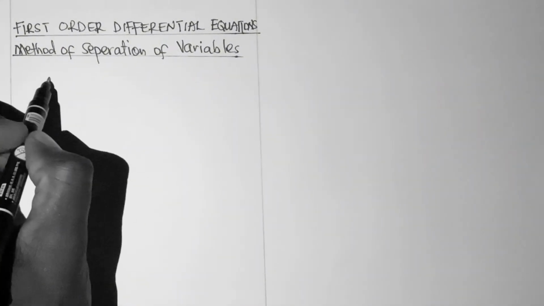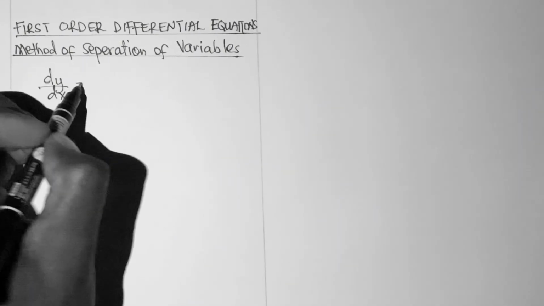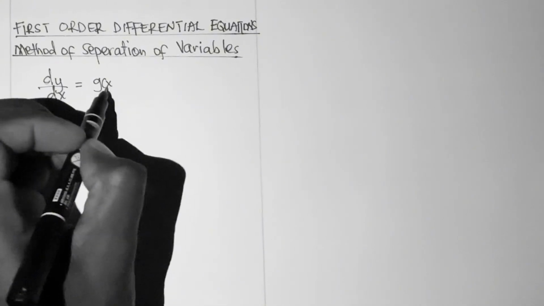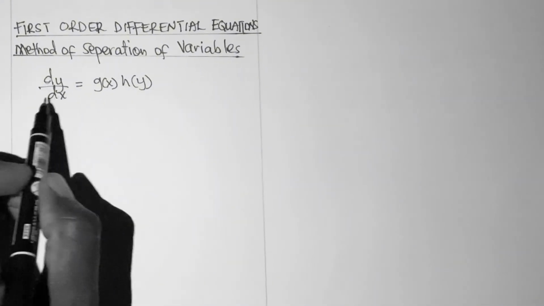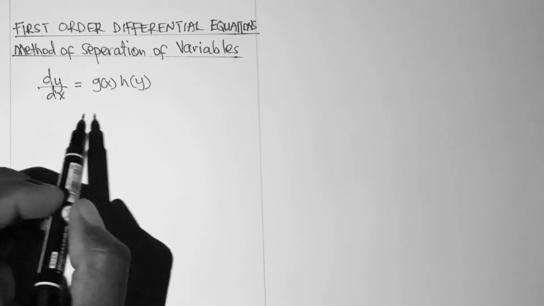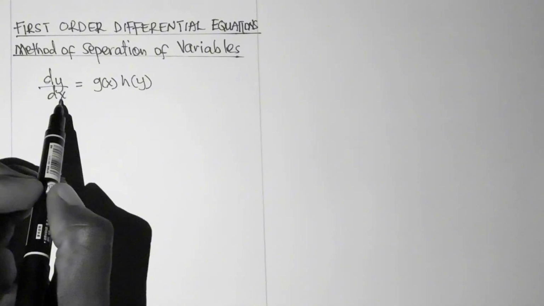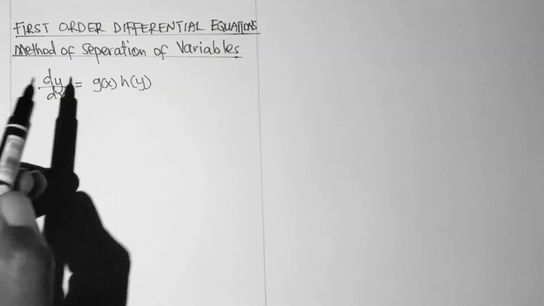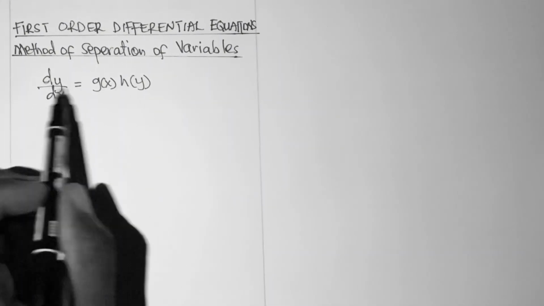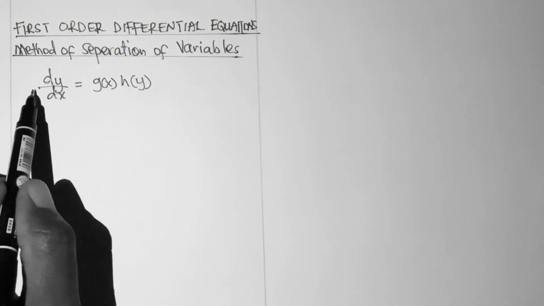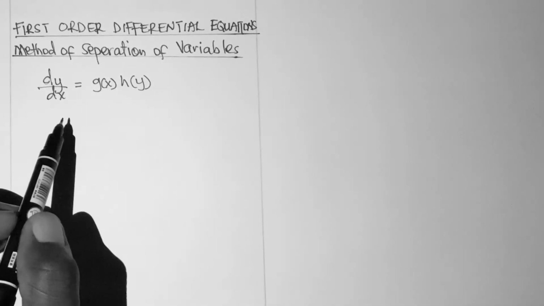So let's assume we are given a differential equation, which is dy/dx equals the product of g of x and h of y. Now, the method of separation is we need to take all the variables. For example, in this case, you see that x is the independent variable and y is the dependent variable. We need to make sure that all the functions that depend on the dependent variable are on one side, and all the functions that depend on the independent variable are on the other side.